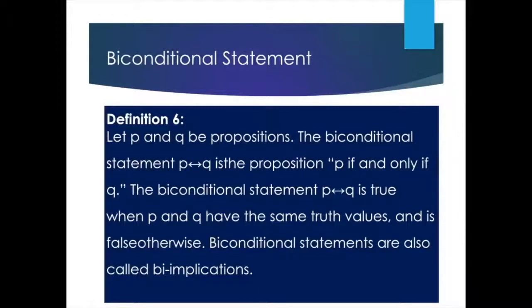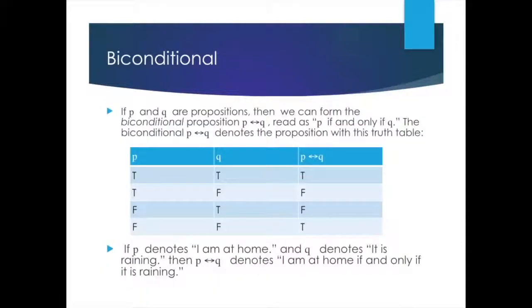You will say, for example, the biconditional statement P implies Q is true when P and Q have the same truth value and is false otherwise. Biconditional statements are also called bi-implications, because this means that the hypothesis leads to the conclusion and the conclusion leads to the hypothesis. Let us take an example before we start wondering what this is. If you have P and Q and both are propositions, then we can form a biconditional statement by saying P if and only if Q.